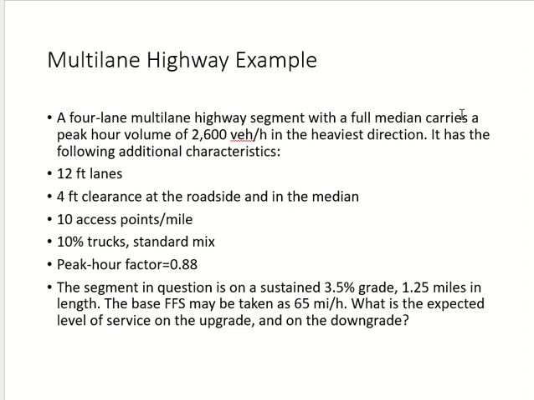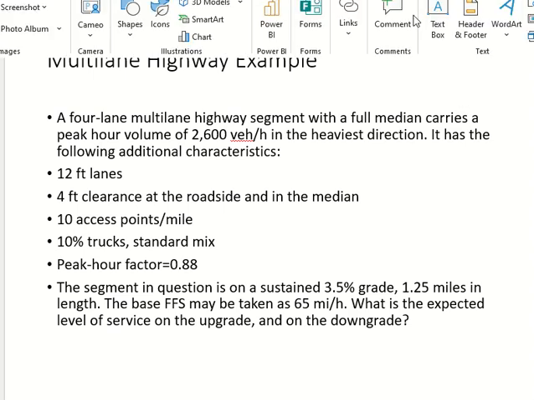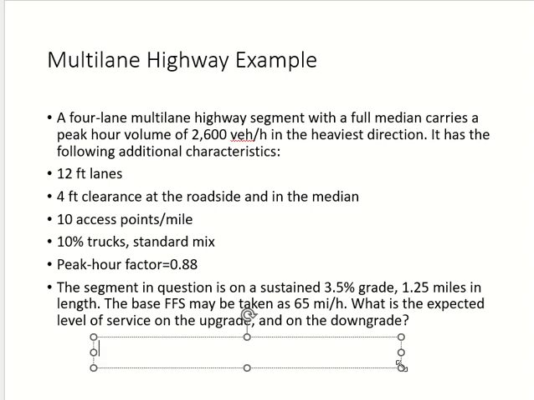Peak hour factor is given. Segment has a gradient now. It has a gradient of 3.5% and a length of 1.25 miles. Okay, and the base free flow speed is given, 65 miles per hour. What did I tell you? In all these analyses, the first thing we should look for is what? Free flow speed. Is it given? Yes, it's given, right? Should I take it? Yes? No. This is a multi-lane highway. Multi-lane highway, free flow speed is calculated in this way.